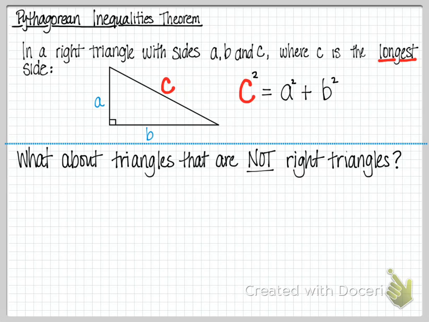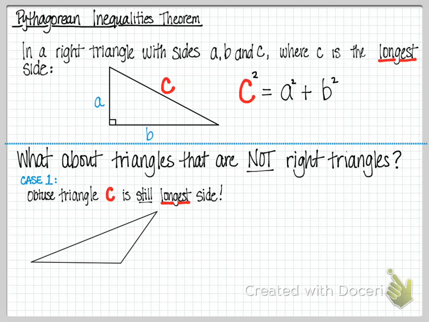But what about triangles that are not right triangles? The Pythagorean theorem does not work. We can't have C squared equal, but let's look at two different cases. If it's not a right triangle, it could be an obtuse triangle, where it has one obtuse angle. We're still going to use the letter C to represent the longest side. We can't call that the hypotenuse anymore because it's not a right triangle, but it is the longest side of those three sides. And we're going to call the other ones still A and B.